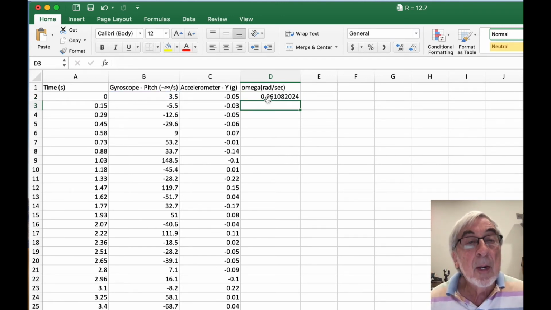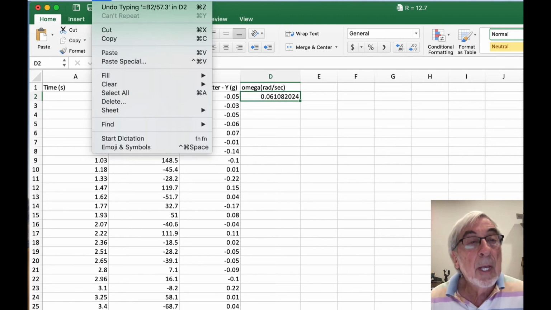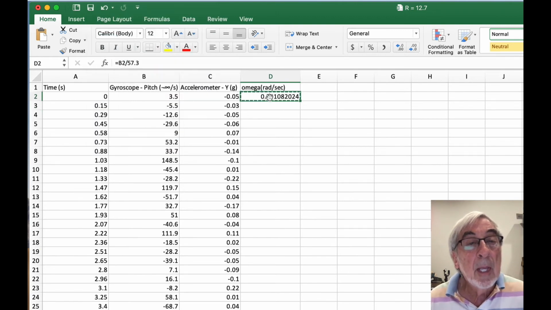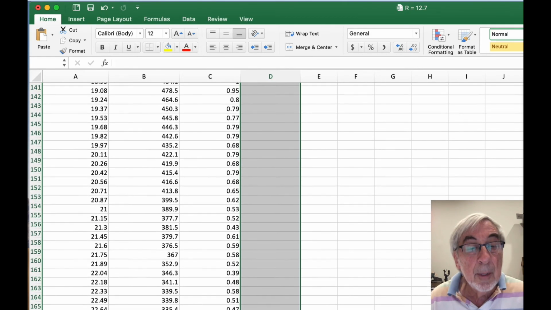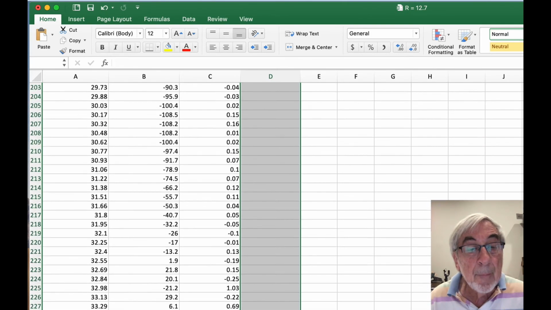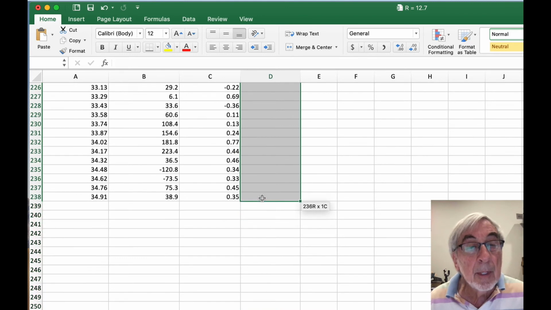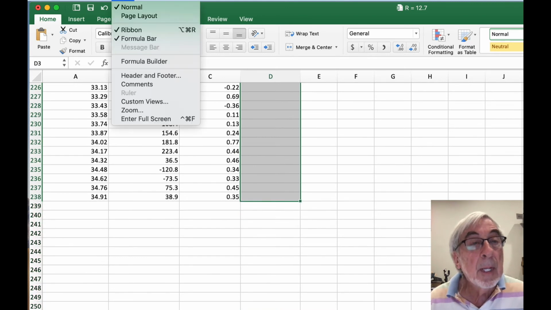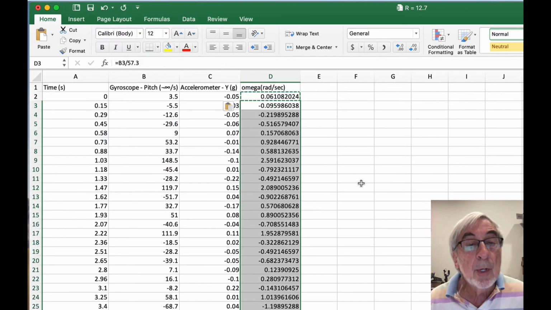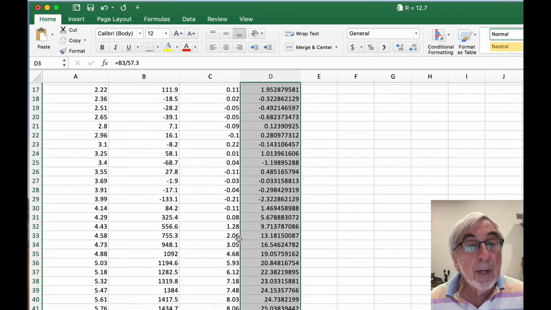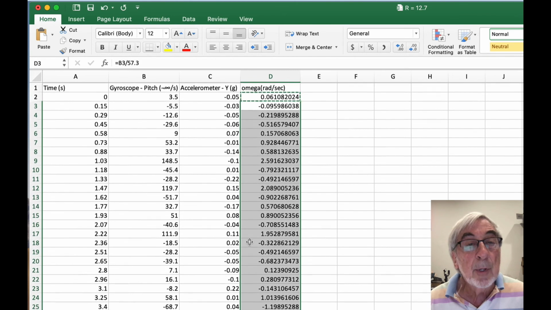I'm going to take that number, copy it, edit, copy, and paste it in all these other numbers down here all the way to the end. There's the end of the data. And I'm going to say edit, paste. So that takes that equation, the conversion factor from degrees per second to radians, and puts it there.